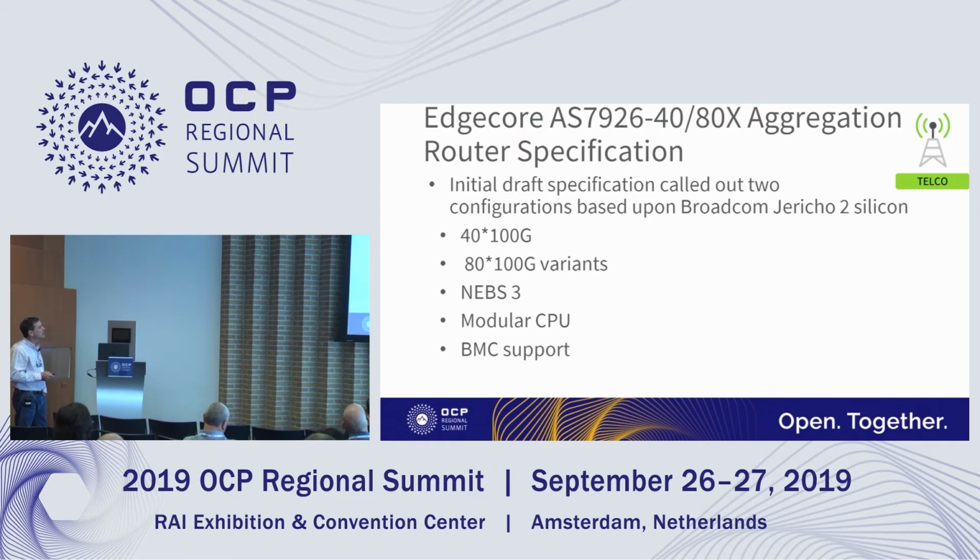The second product that we're going to talk about: last year at this time, Edgecore put through a specification for what we called an aggregation router in a telco environment. There were two variants of this, a 40 port and an 80 port, and the high-level requirements were NEBS 3, modular CPU, BMC support, and the appropriate silicon used for telco and carrier environments, which was Jericho 2 silicon.